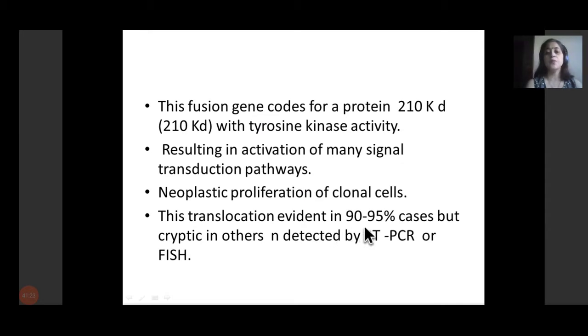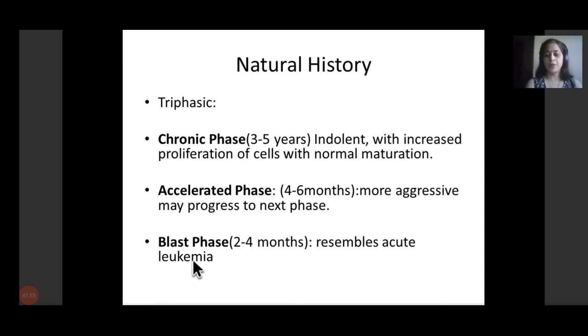This translocation is found in 95% of the cases, but could be hidden or cryptic in others and is detected by more sensitive techniques such as RT-PCR or FISH. So if somebody does not have access to cytogenetics, a simple FISH or BCR-ABL test can at least qualitatively tell whether this is present or not, and diagnosis establishment requires cytogenetics and or molecular testing at the baseline and on follow-up as well.